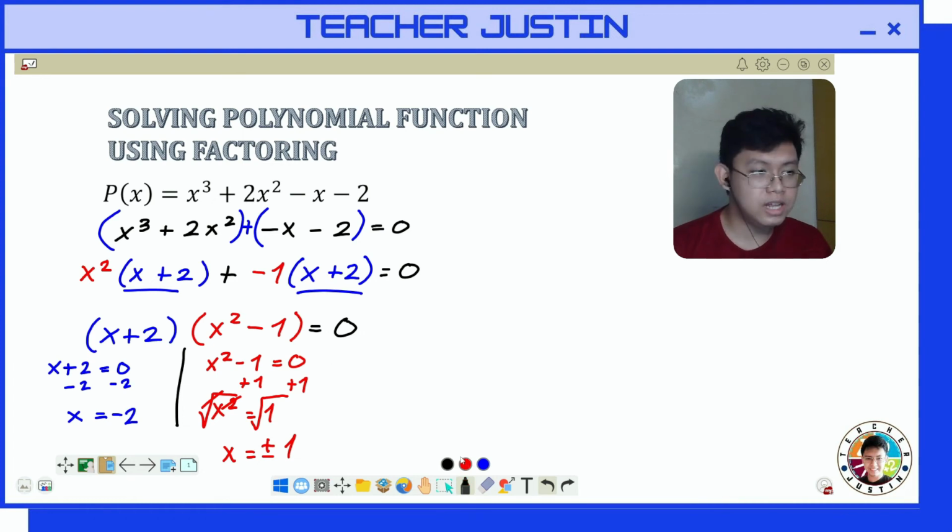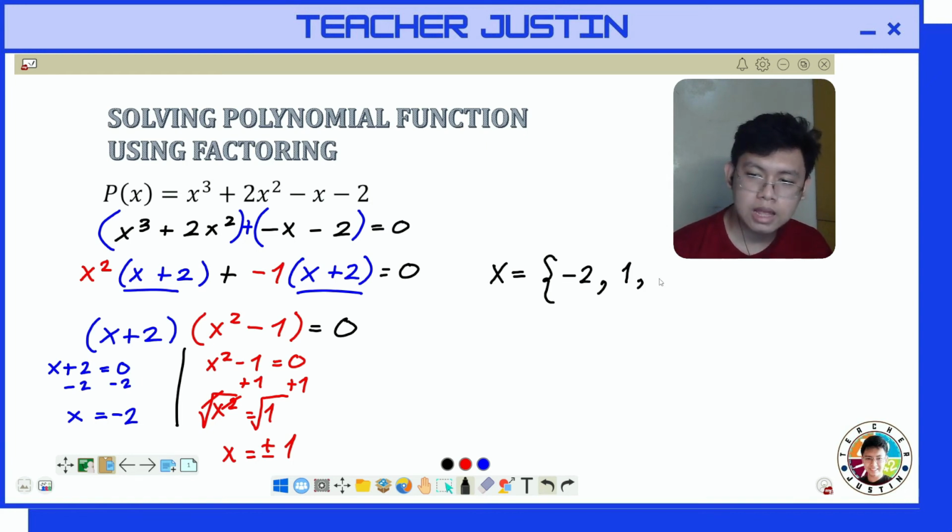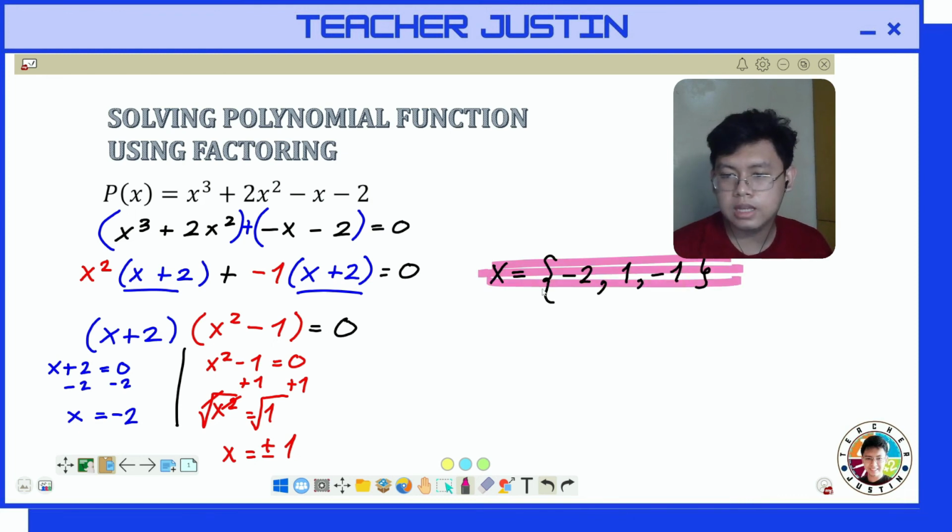Now, we already solved for the value of x. Let's write our final answer. The value of x for this polynomial function will be negative 2, comma, positive 1, and then negative 1. And that will be our final answer. Alright. Ta-da! And that is it.